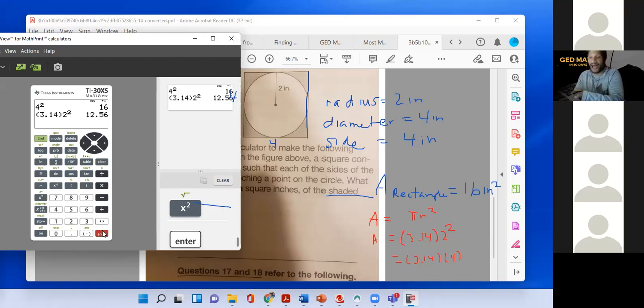So if we know the area of the rectangle, and we know the area of the circle, how can we find the area of the shaded portion? We'll do subtraction. We'll do 16 minus 12.56.